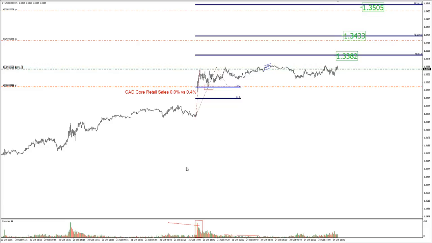The reason for this move is basically the bad core retail sales for Canada. The expected was 0.4%, and it came out 0%. This was a good indication for the investors and speculators to start to buy this once they saw this news on their dashboards and so on. So they triggered aggressively and pushed this higher.